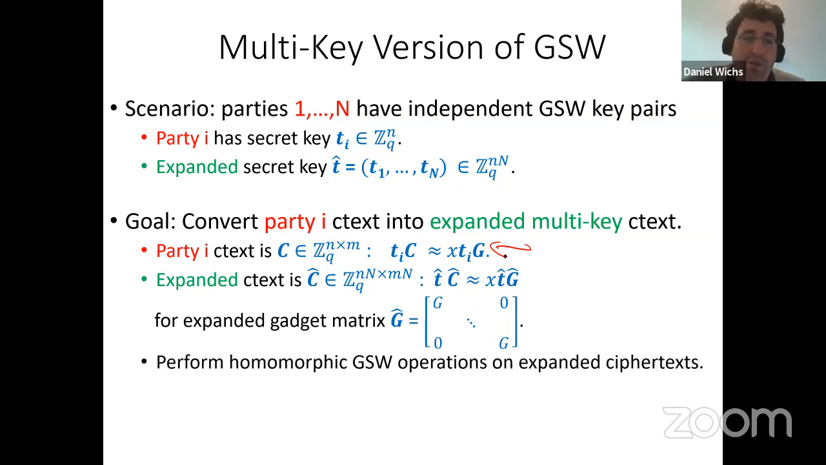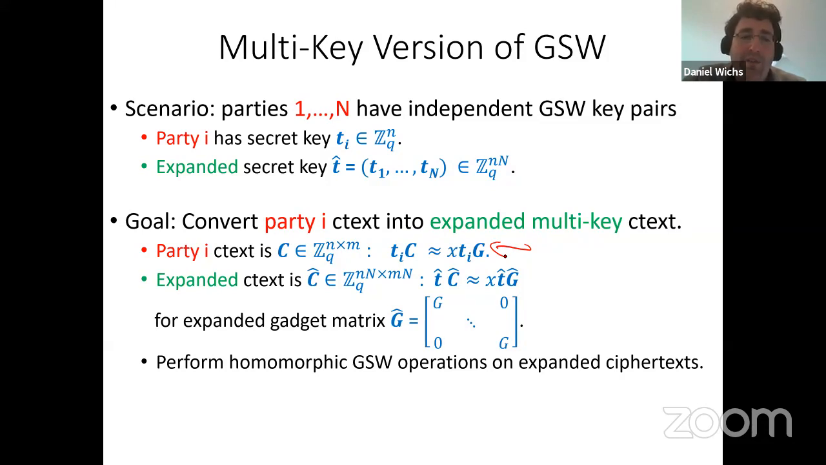And I claim if I can do this, I'm done. I'm almost done. So if I can convert any individual party ciphertext into this expanded ciphertext, then to do homomorphic computation on ciphertext encrypted by many parties, I'm just going to take all those individual ciphertexts, convert them all into this expanded format, convert them into expanded ciphertext under the expanded key T hat.